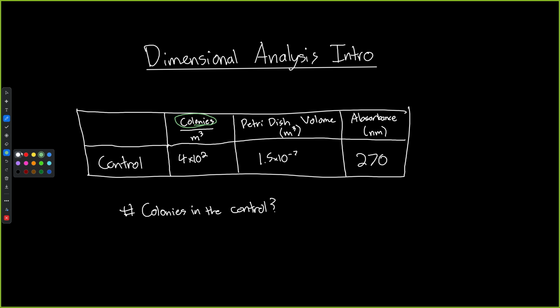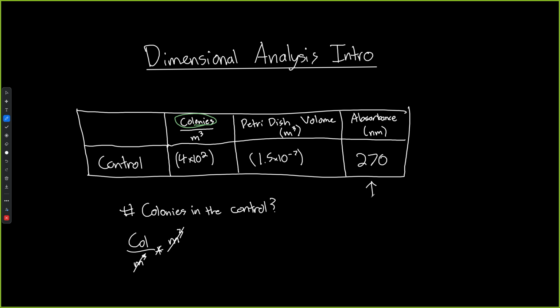So basically from here, I'm just looking, is there a way that I can cancel out these cubic meters? And there is. I gave you Petri dish volume right next to it. If we're just trying to cancel out units, we have colonies per cubic meter. If we're trying to cancel out these cubic meters, we just have to multiply this number by cubic meters. The cubic meters is going to cancel out, and we're going to be left with colonies. So basically, we just have to multiply these two numbers together, and we get our answer.